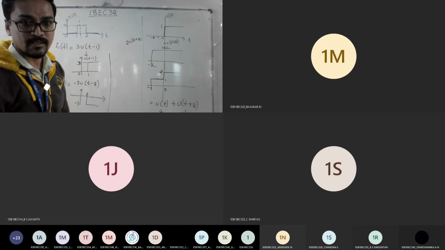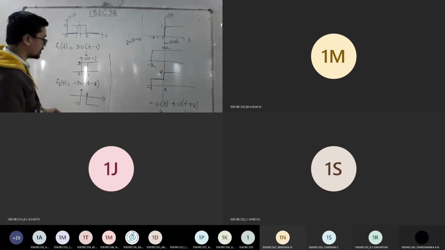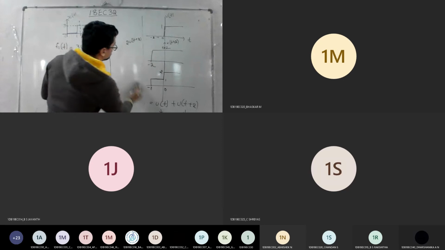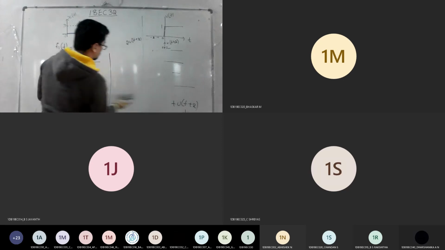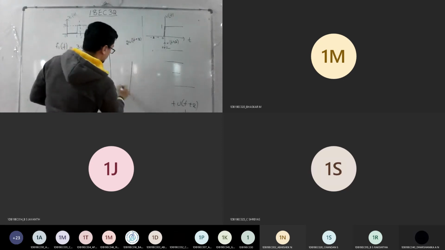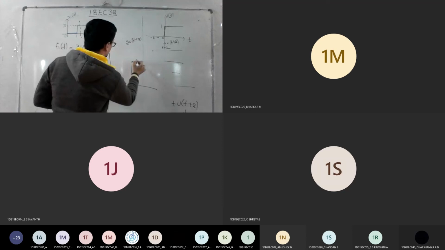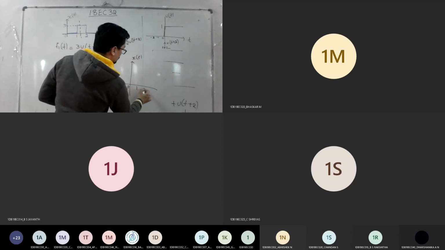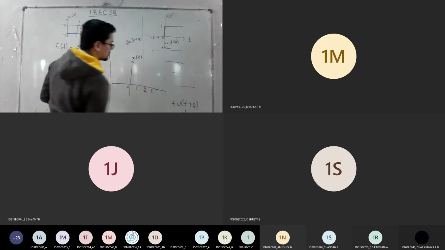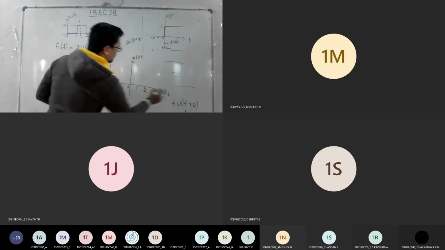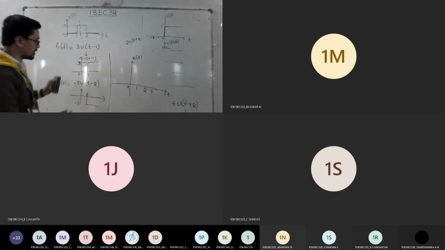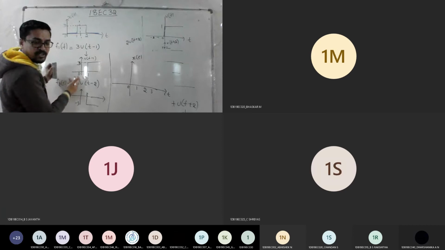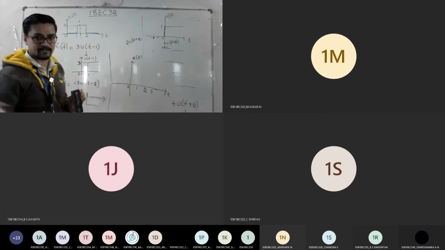Everyone, so try to add now. What is the logic I told? How to add a signal? Just try to write the scale first. This is your x of t that I want: 0, 1, 2, 3, and so on, till infinity, t will be there. Now go time interval by time interval. On the negative side there is no signal, so no need to worry about the negative part now.